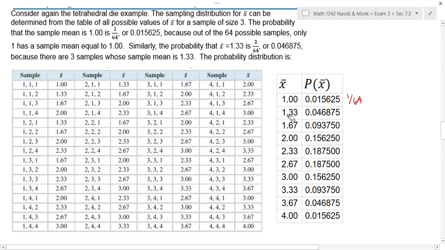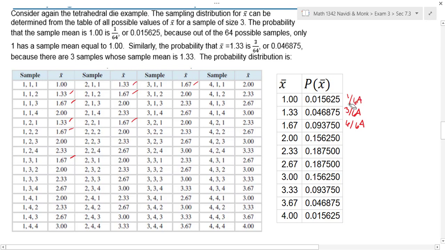If my average value is 1.33, because these are all of the possible means based on the number of rolls, well, here's 1, 2, 3 means that are 1.33, so this probability is 3 out of 64. To get an average value or an average roll of 1.67, I could roll a 113, I could roll a 122, I could roll a 131, I could roll a 212, a 221, or a 311, and that's a total of 6 divided by 64.